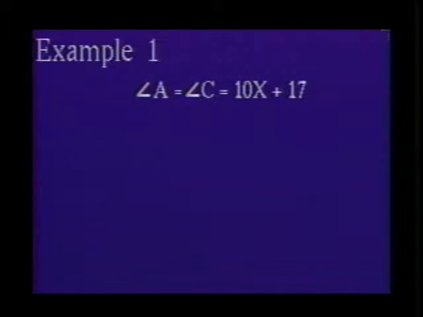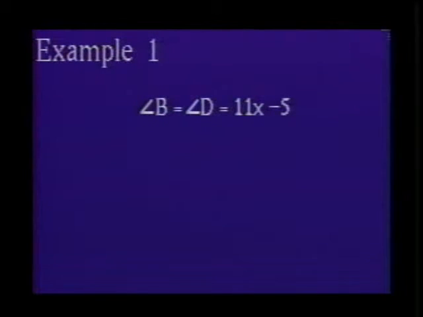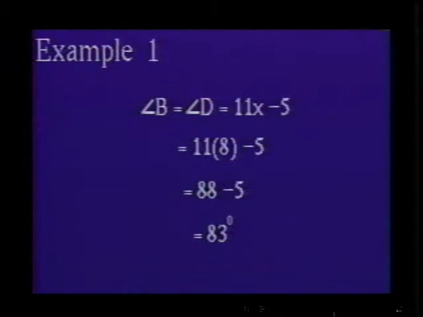Since angle A and angle C each measure 10x plus 17 degrees, we will substitute 8 for x and get 10 times 8 plus 17 is equal to 97 degrees for the measure of angle A and 97 degrees for the measure of angle C. Since angle B and angle D each measure 11x minus 5 degrees, we will substitute 8 for x and get 11 times 8 minus 5 is equal to 83 degrees for the measure of angle B and 83 degrees for the measure of angle D.